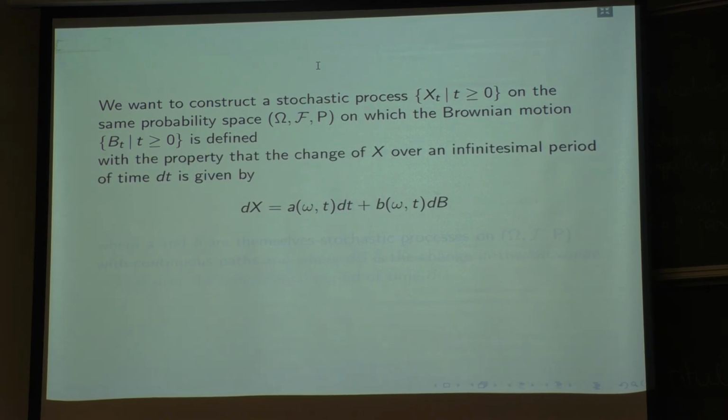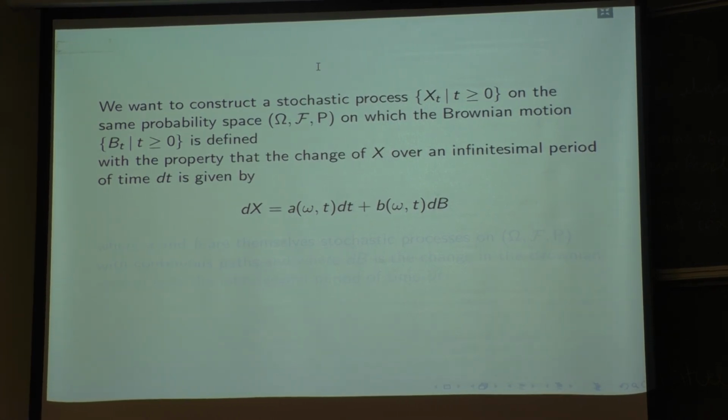You come to me and you say, I want a stochastic process X. So what do we mean when you say stochastic process X? You're saying, I want the family of random variables indexed by time. So for every t greater or equal to 0, you want to have a random variable X_t.